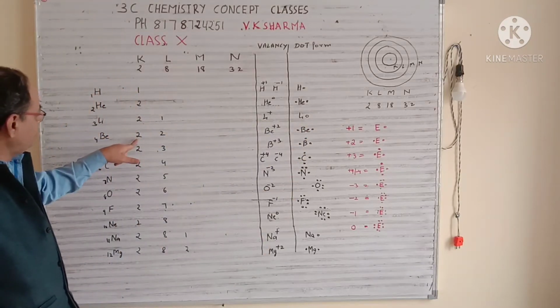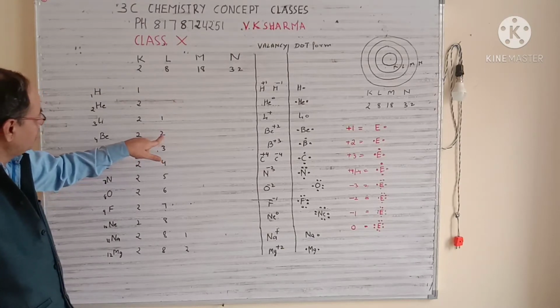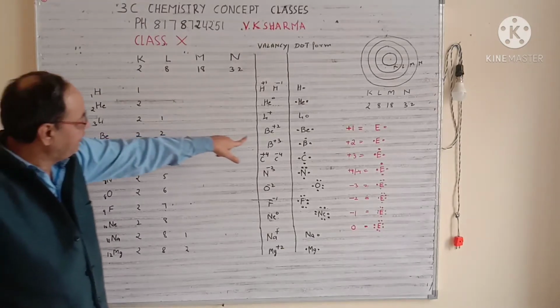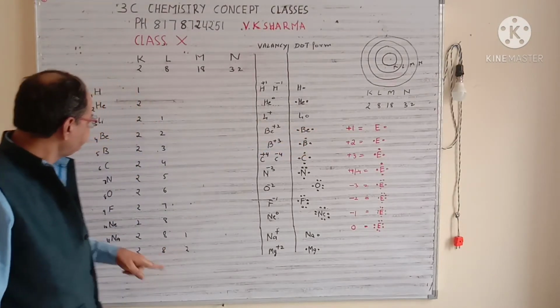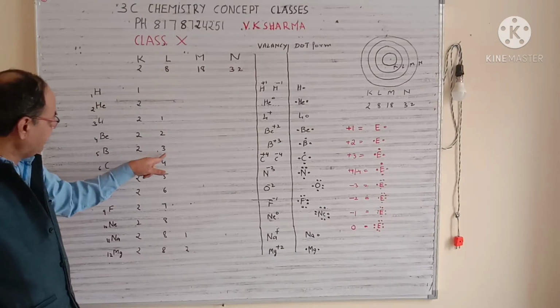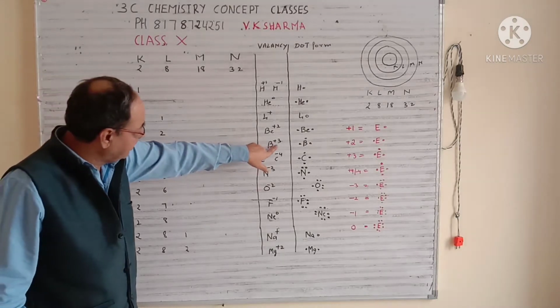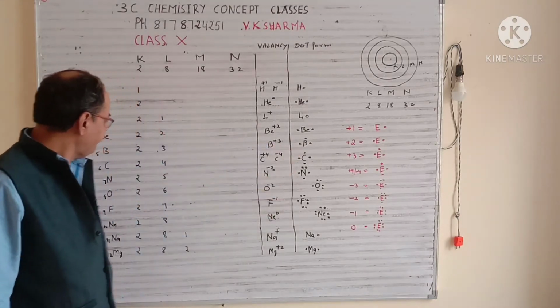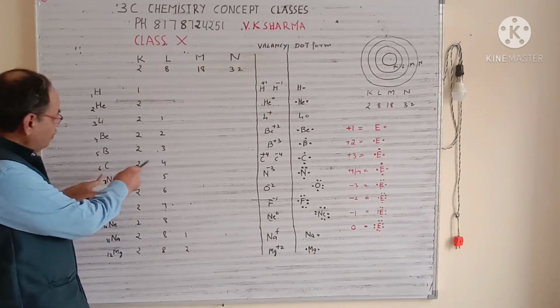Now beryllium has four electrons, so the first shell will have 2, the second shell will have 2. So it will donate these 2 electrons, so beryllium will get a 2 positive charge and the representation is with 2 electrons. Same way boron has 5, the first shell will have 2 electrons, the second will have 3 electrons. So these 3 can be donated, so boron will get 3 positive, represented this way. Now this is a mid order. At mid order, carbon has 2 and 4.